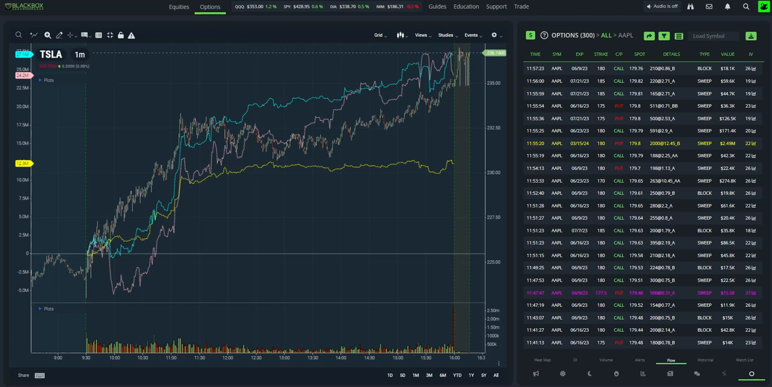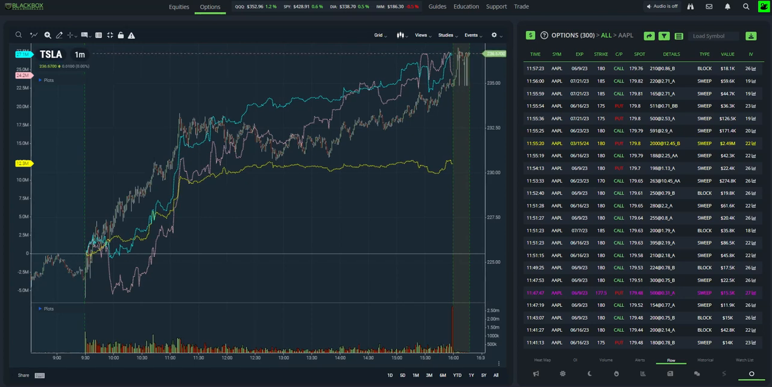Today I want to discuss a study that Black Box has that's proprietary, and that is called option dollar flow. What this takes into consideration is all of the contracts being bought, being sold, and telling us whether we're in a positive dollar flow or a negative dollar flow.